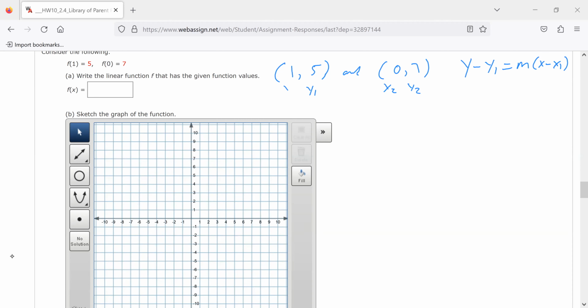Before I can use it, I need the slope formula. So go ahead and write it over here. Does this look familiar? Okay. Just plug it in. So n will equal y2 minus y1 over x2 minus x1, which is 2 over -1, which is -2.